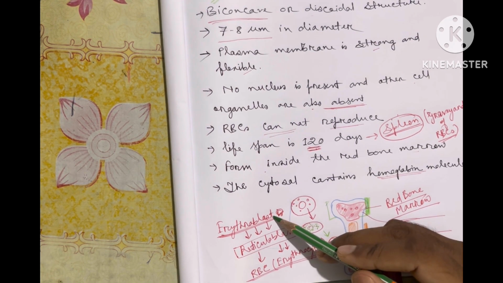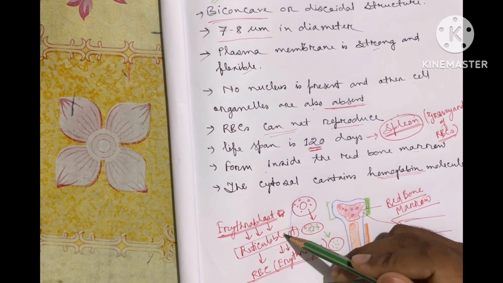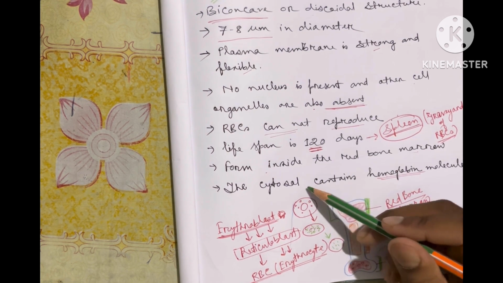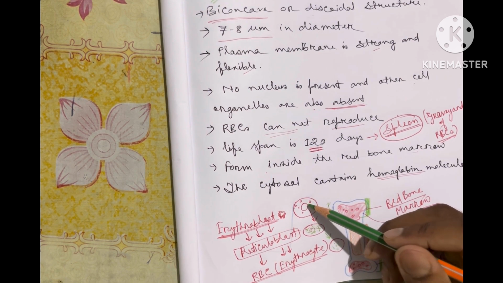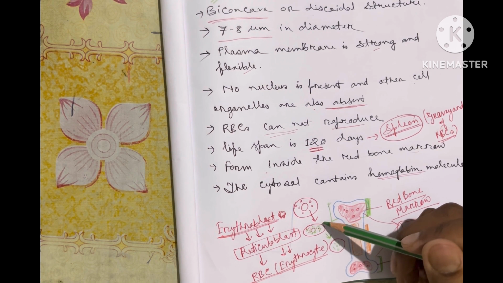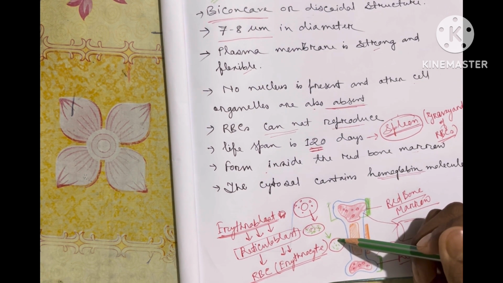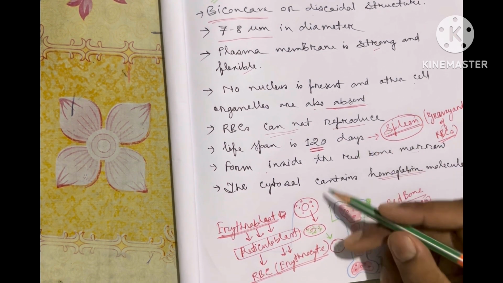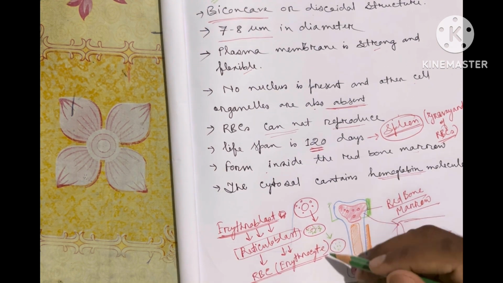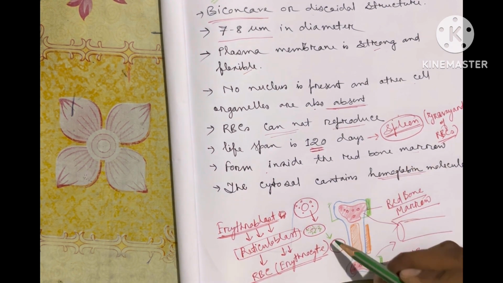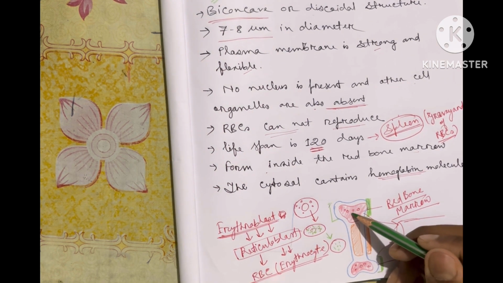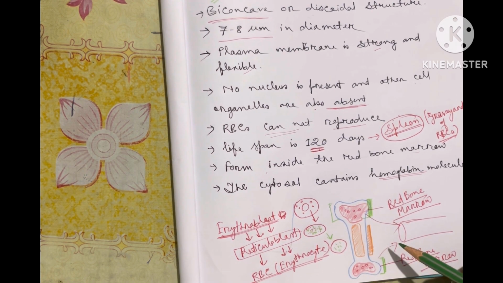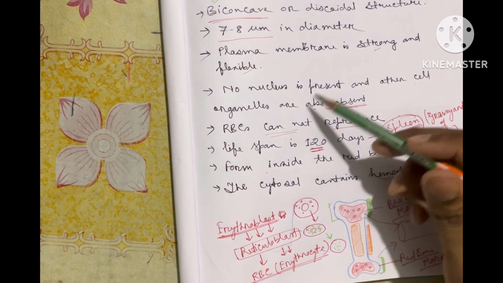So the main precursor is the erythroblast, then the erythroblast is converted to reticuloblast, then the reticuloblast is converted to mature RBCs or erythrocytes. In the erythroblast, no hemoglobin is there. In the reticuloblast, hemoglobins are slowly forming, and the mature erythrocyte is nothing but a pocket of hemoglobin, where all the cell organelles have already disappeared. And all of this is going on inside the red bone marrow. From the red bone marrow, when the mature RBCs are formed, they directly come to the blood circulation. So this is the overall process.